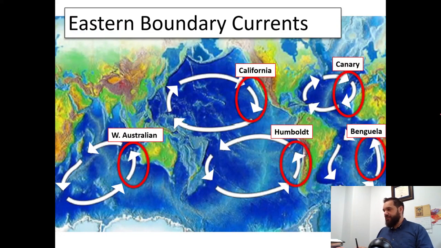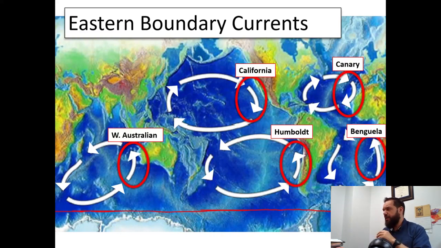The one gyre that isn't shown here is, of course, the one in the Southern Ocean. That's going this way, the westward drift. So you have to draw on that gyre, of course. That's a little bit of a strange one, right? Because it's circumnavigating the whole world. But anyway, we're going to continue along.